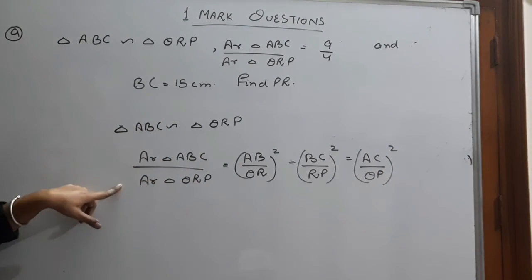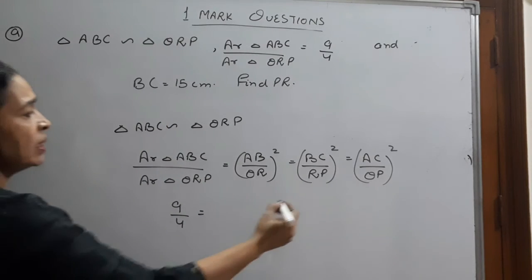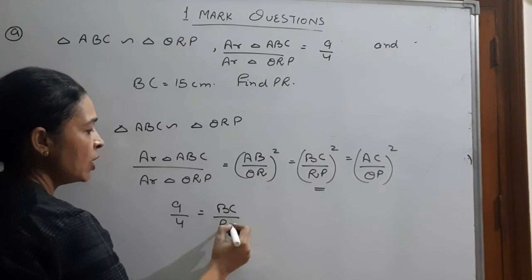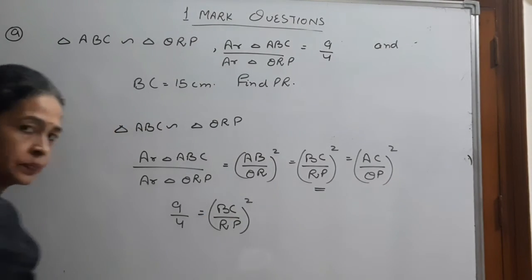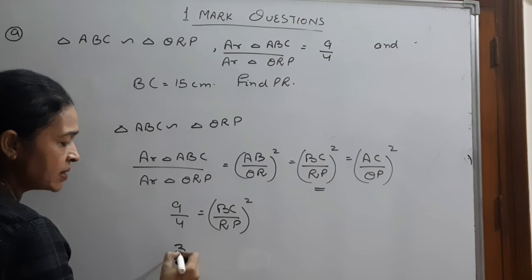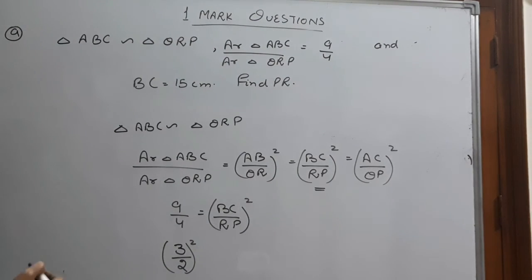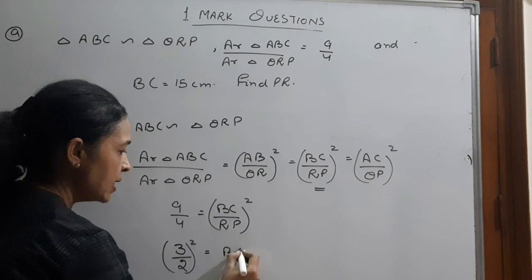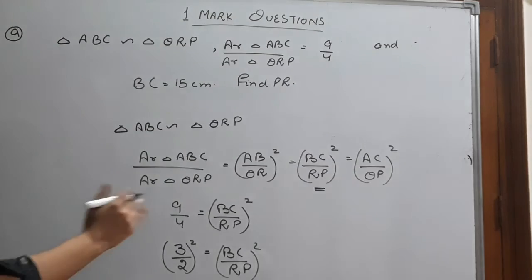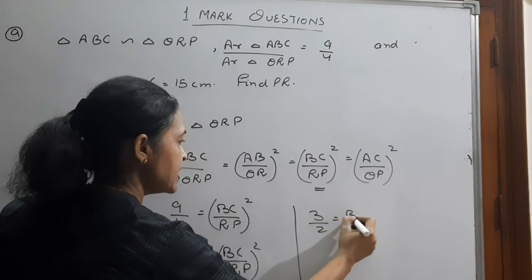Now, this ratio is given, 9/4, and BC is also given. Therefore, we are taking this equals (BC/RP or PR)². Now, 9/4 can be written as (3/2)². The square of 3 is 9 and the square of 2 is 4, equals (BC/RP)². Taking the square root on both sides, what will we get? 3/2 equals BC/RP.